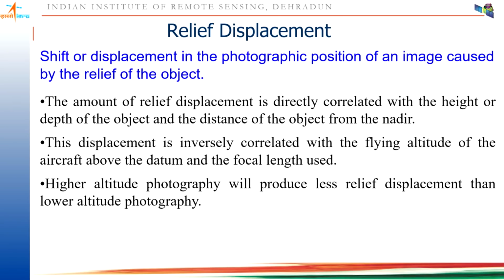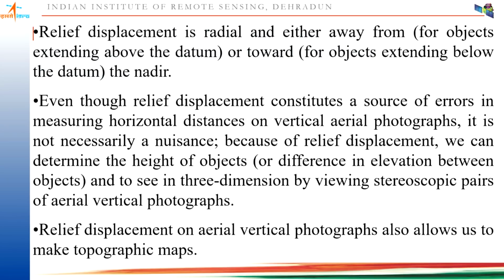But as you go on increasing the flying height, the scale of the photograph becomes smaller and smaller. Smaller scale means the finer details of the ground are not seen. Relief displacement is radial and away from the nadir. So we should consider all the objects above the datum. As you must be thinking, it is a very bad error, but because of this relief displacement, we are able to calculate the height of the objects. We can measure the height of the objects.